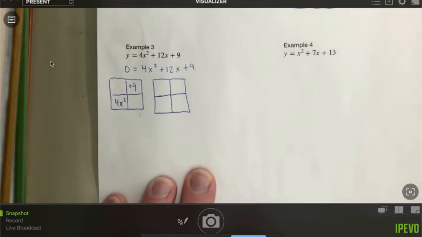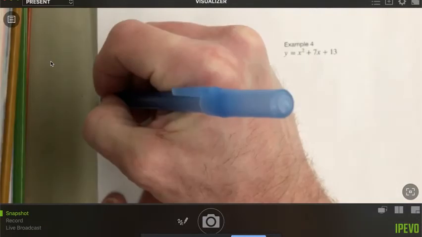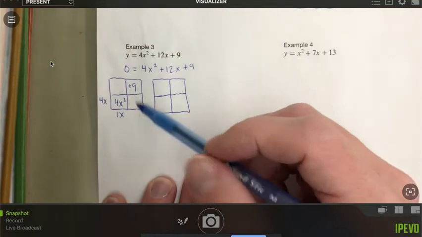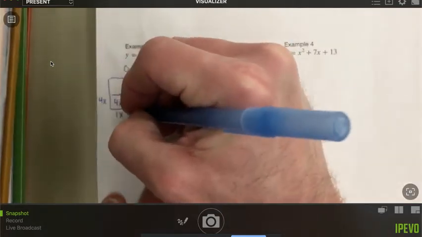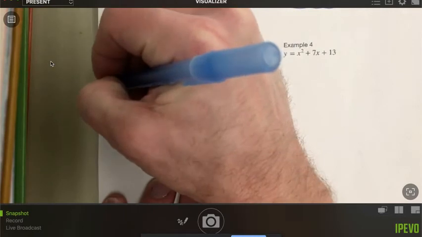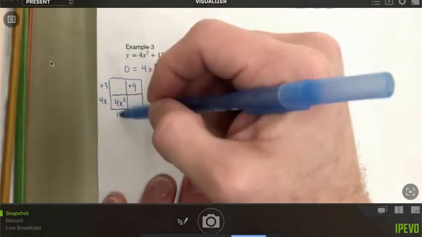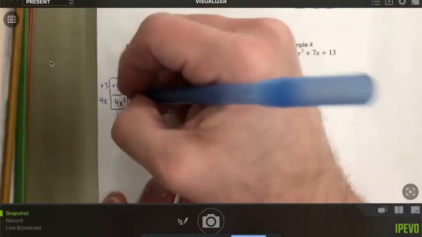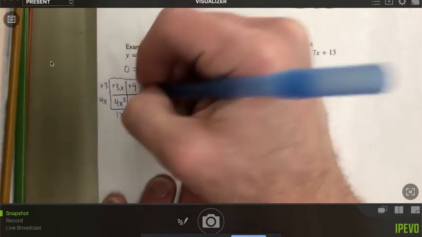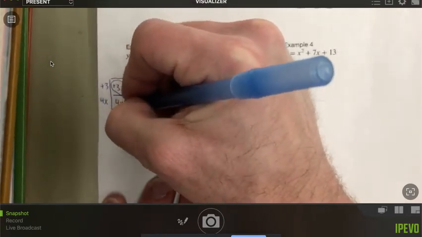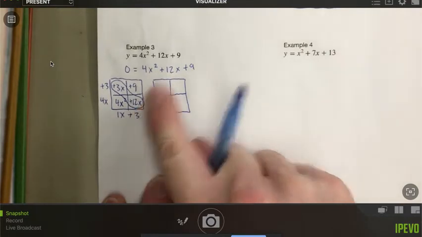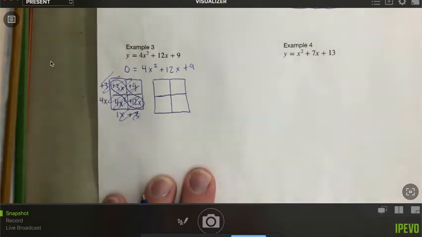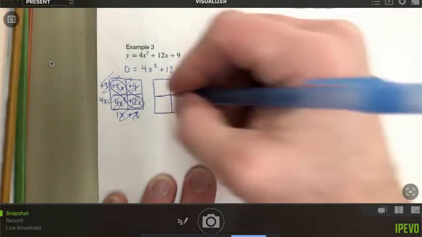All right, so I've got a few options. I can turn 4x squared into 4x and 1x. And then maybe for 9, I try positive 3 and positive 3. Well, positive 3 times 1x would be positive 3x. And positive 3 times 4x would be positive 12x. If I look at these, those certainly do not combine to be 12x, they combine to be 15x. So I know that this is incorrect. Let's take another shot.